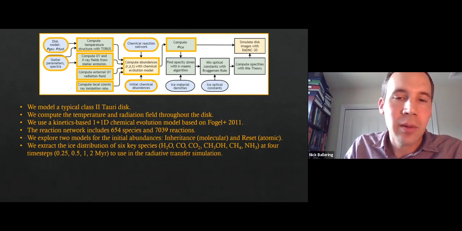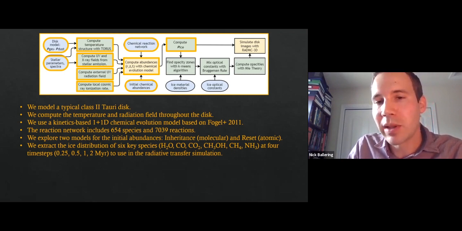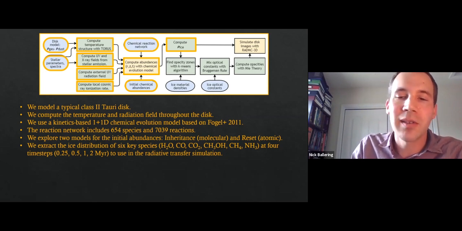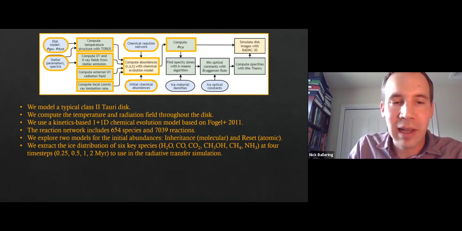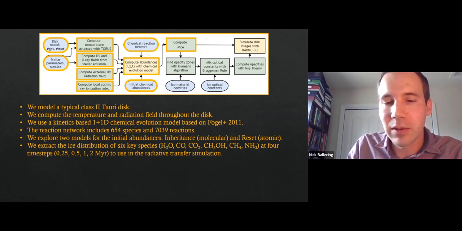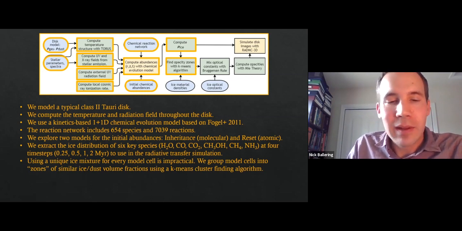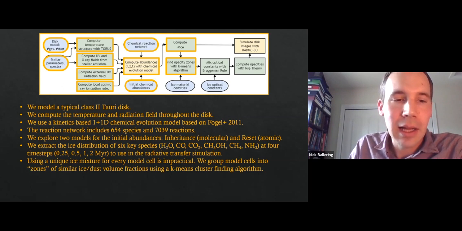So after the chemical model is run, we extract the ice distribution for 6 key species of interest that were then put into the radiative transfer model. So we selected water, CO, CO2, methanol, CH4, and ammonia. And we extracted their distributions at 4 different time steps in the disk's evolution. So then we have at every point in the disk the amount of dust and the amount of each of these 6 ice species. And so that's what we need to specify the opacity at every point in the disk.